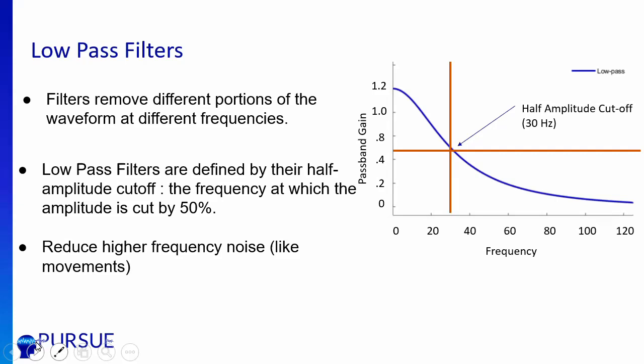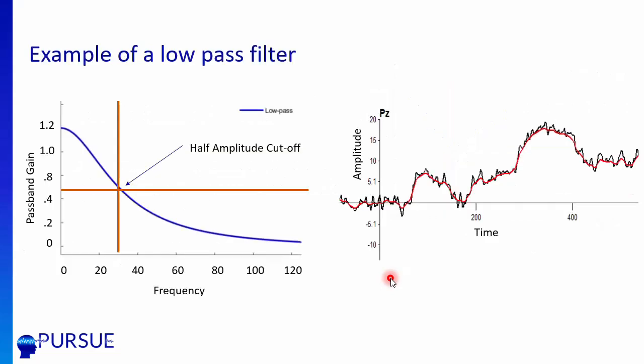As you can see in the slide, they're defined by their half amplitude cutoff. So 30 hertz means that the gain, or the magnification of that particular frequency, would be at half of the amplification. That doesn't mean that everything right above 30 hertz is cut off. It just means that it's getting less amplified, and the further out you go, there's less and less signal until eventually it's zero, where there is no passing of those higher frequency amplitudes. Remember, this is going to reduce higher frequency things, pretty much like movements. It's going to get rid of a lot of the movements by filtering.